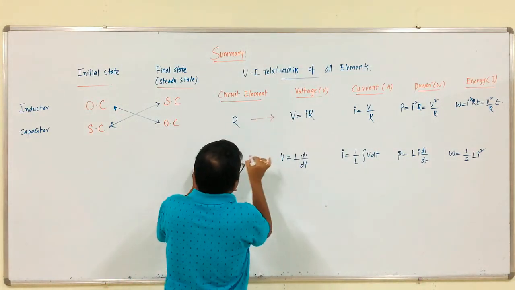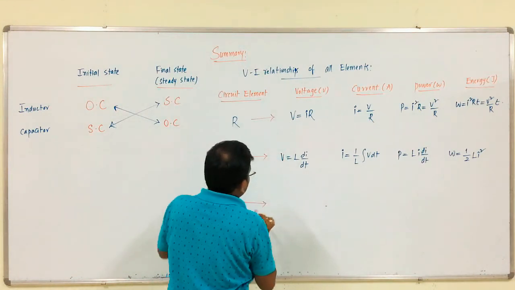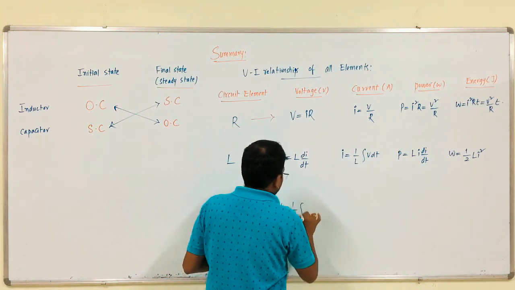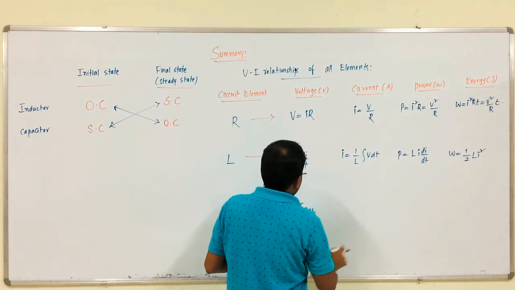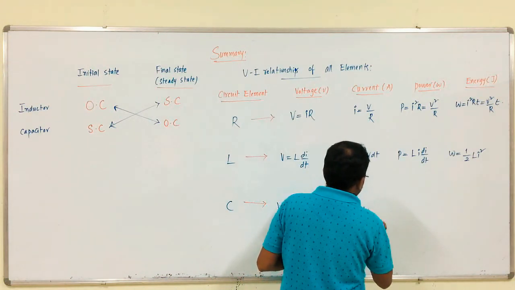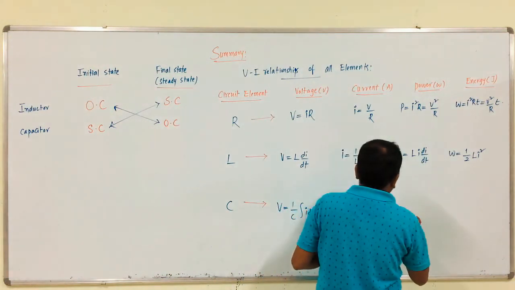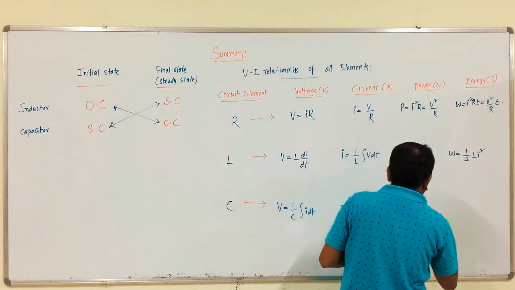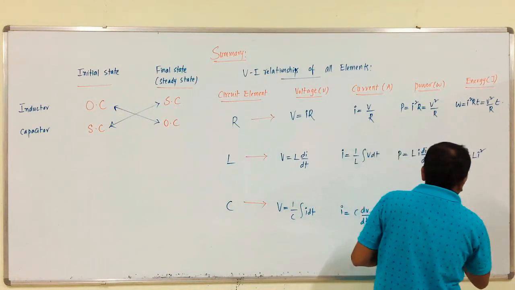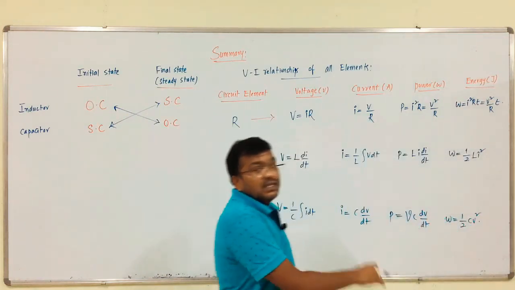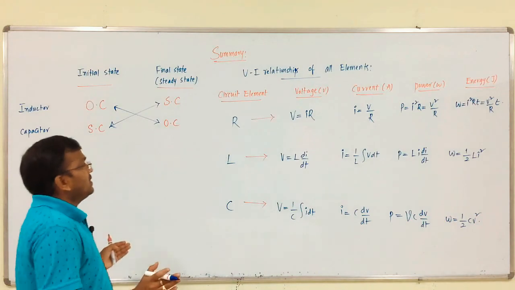Next, C. From this, what is the voltage? V equals 1 by C integral I dt. What is the current? C into dV by dt. What is the power? V into C dV by dt. What is the energy? Half CV square. This is the summary of all elements. Okay.